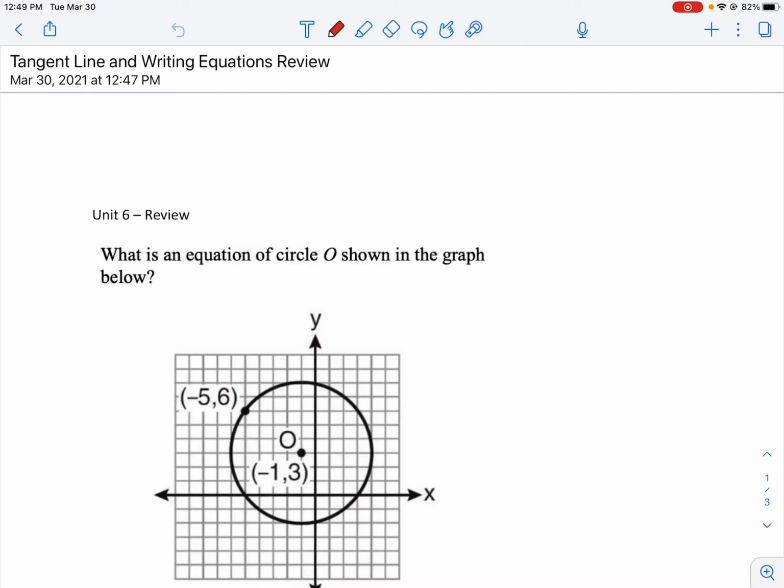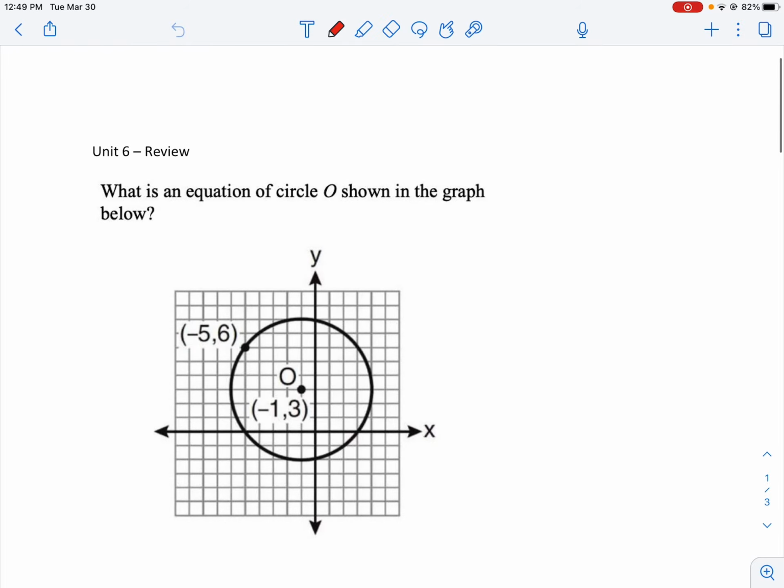Hello everyone. We're looking at the Unit 6 review of tangent lines and writing equations. Hopefully when you have your unit quest on this stuff, you can utilize this and your study guide in order to answer those questions.